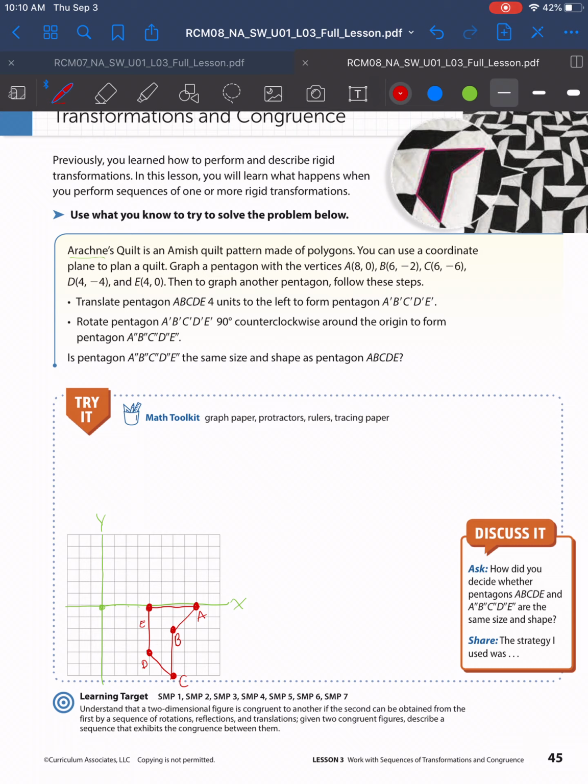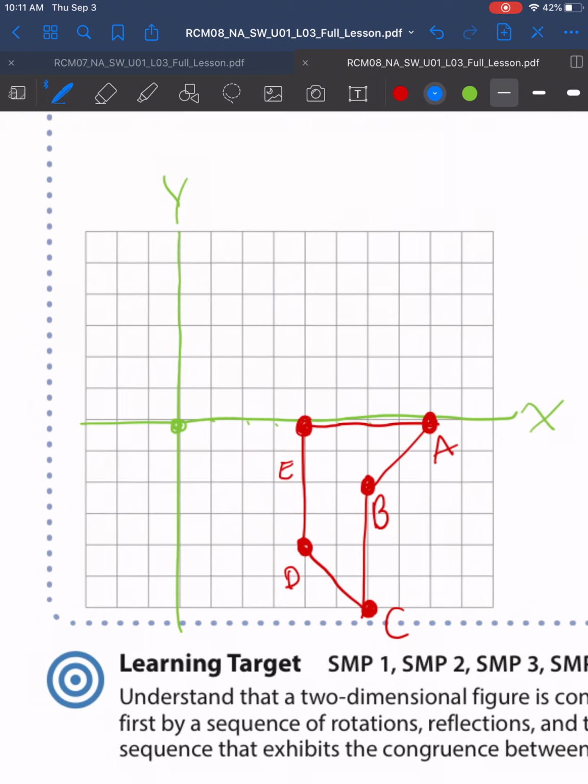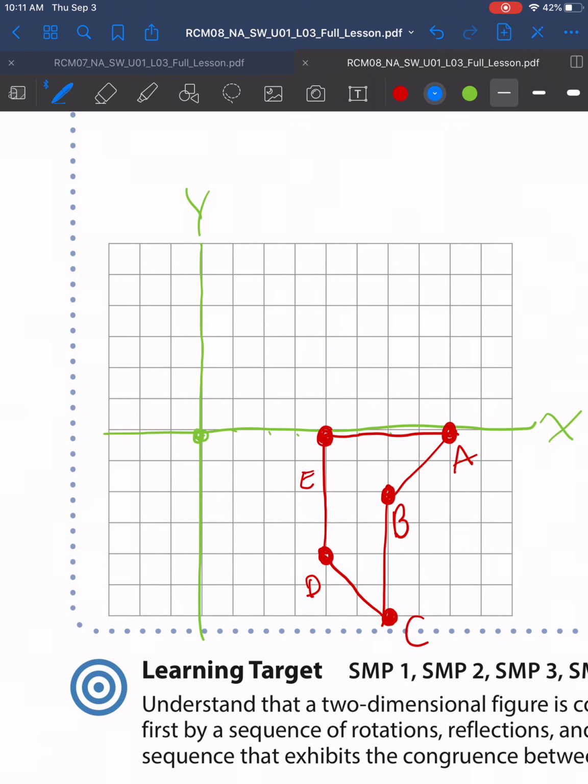All right, now we can go read the rest of the directions. I want you to translate the pentagon A, B, C, D, E 4 units to the left and make A, B, C, D, E prime. Okay, so what we're going to do is we're going to take each of these points and just move them 4 to the left. Ready? So we're going to start with E, 1, 2, 3, 4. So here's new E, E prime.